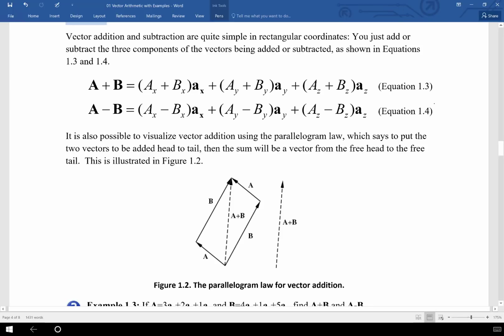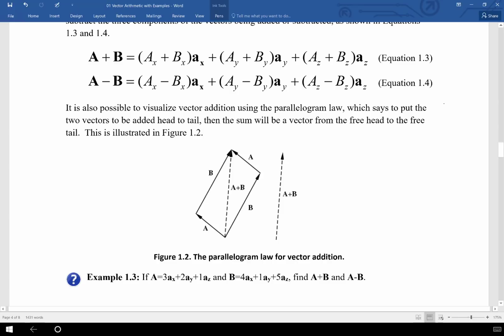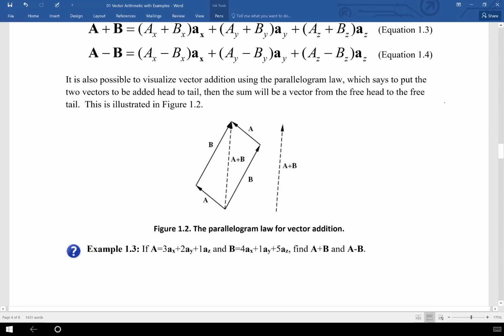And vector addition, interestingly, can follow what we call the Parallelogram Rule, or the Parallelogram Law, where you would simply draw the 2 vectors end to end, or head to tail, and then the resulting vector, regardless of the order, a plus b or b plus a, will still end up in the same location.